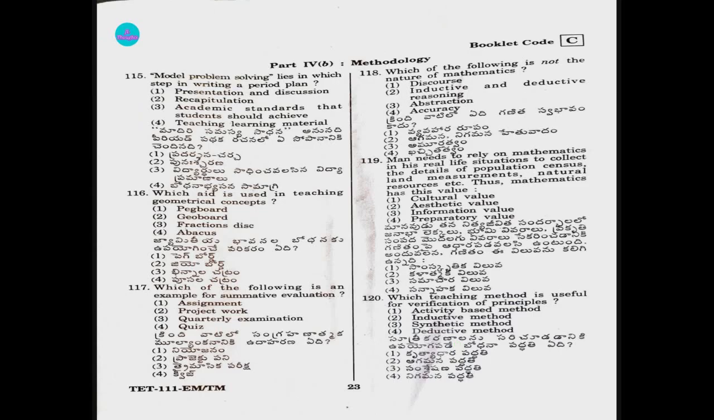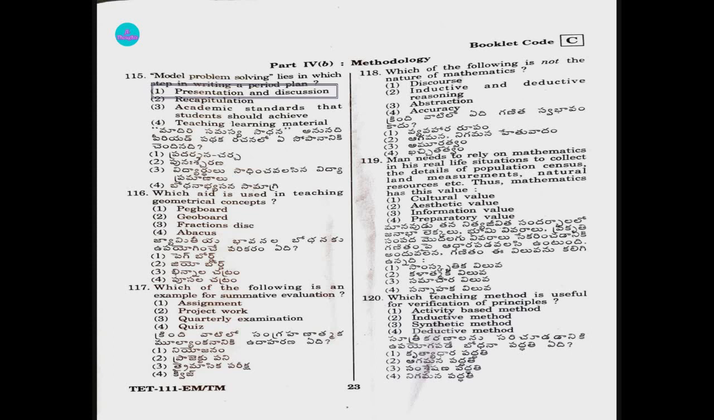Methodology. Question number 115. Model problem solving lies in which step in writing a period plan? Option 1, presentation and discussion. 2, recapitulation. 3, academic standards that students should achieve. 4, teaching learning material. So answer is option 1, presentation and discussion. That is, model problem solving is how we are presenting it and how we are discussing it while writing in a period plan.